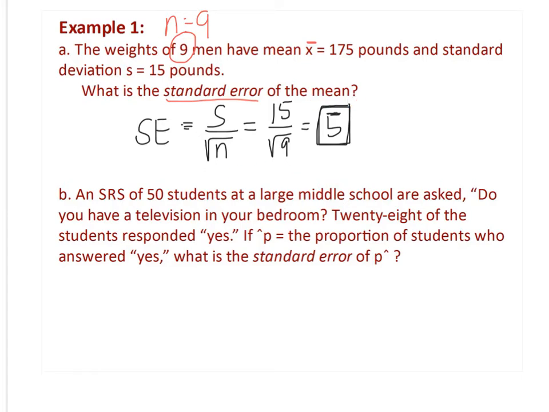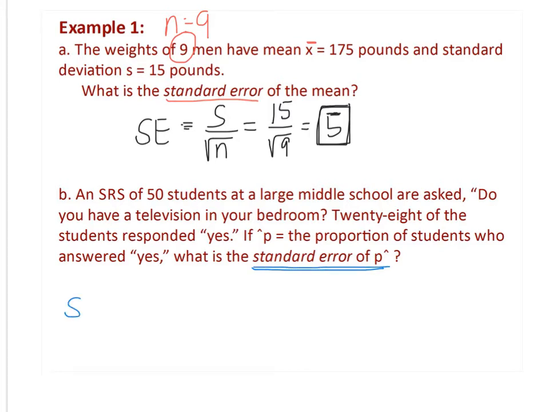Let's take a look at example B, because it may be for proportions. It says an SRS of 50 students at a large middle school are asked, do you have a television in your bedroom? 28 of the students responded yes. If P hat is the proportion of students who answered yes, what is the standard error of P hat? So it's asking for the standard error.